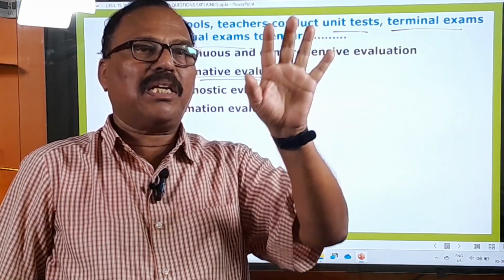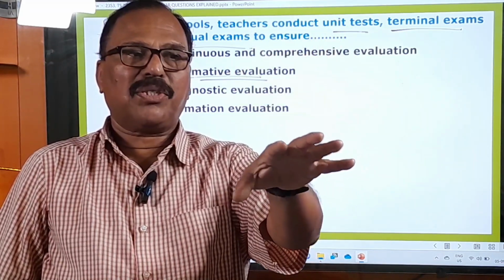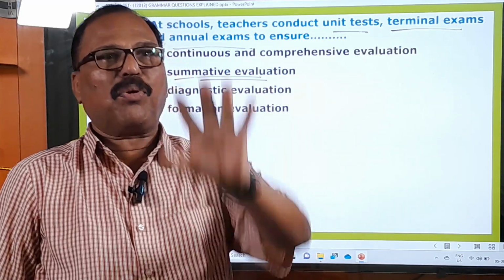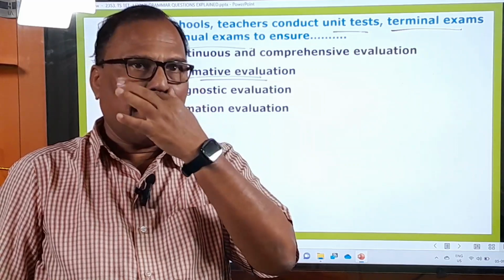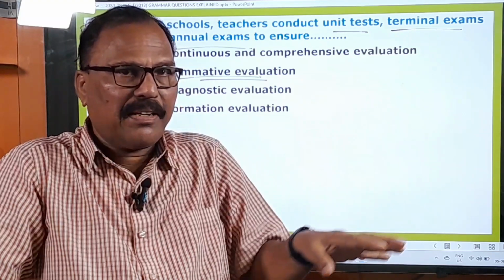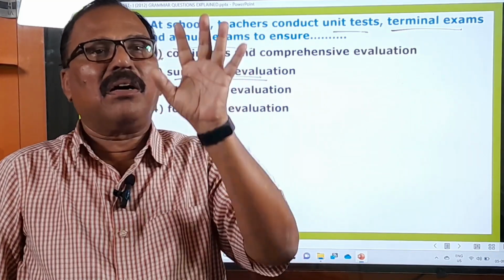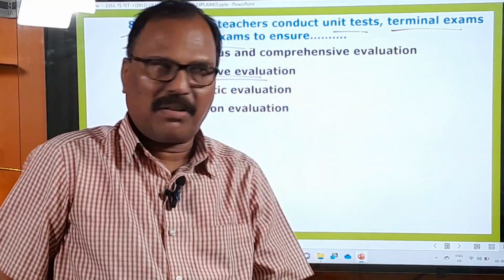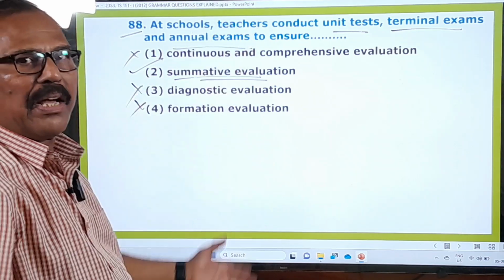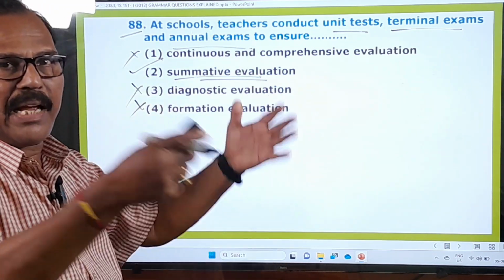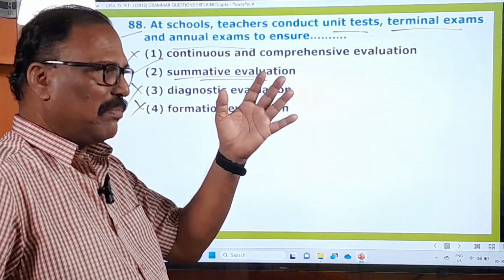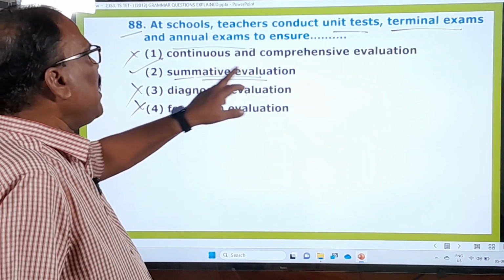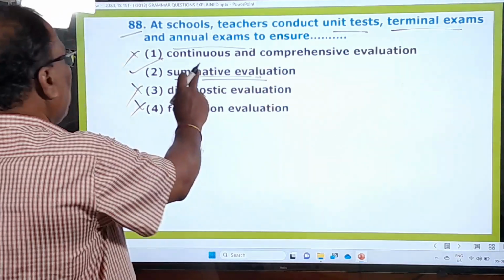The teacher will be observing the students, whether the students are faring well or not, whether the students are progressing or regressing. So every time the teacher will be observing his or her students. That's called formative evaluation. Exams only at the end of the academic year or course, half yearly, quarterly, annual, are called summative evaluation. This is the right answer, and these are the wrong answers.